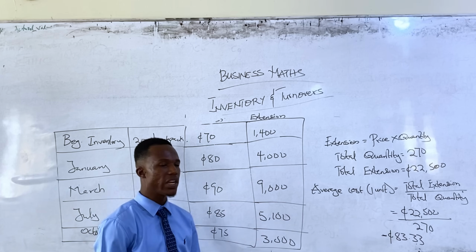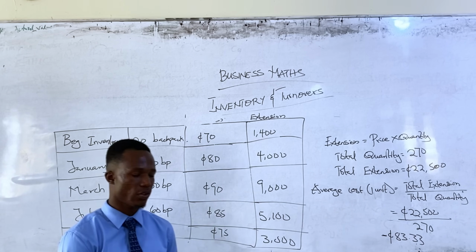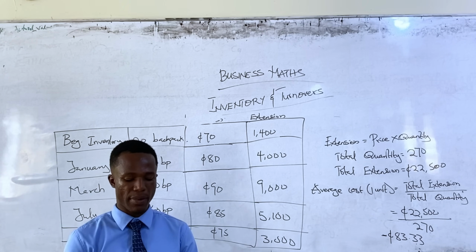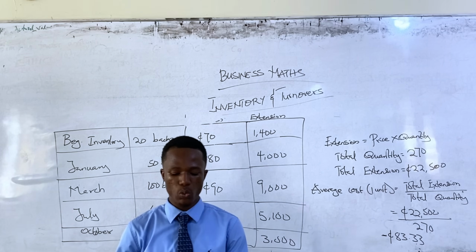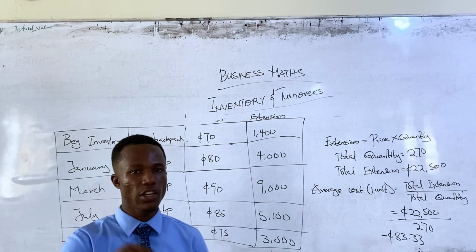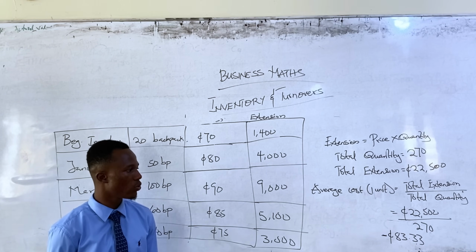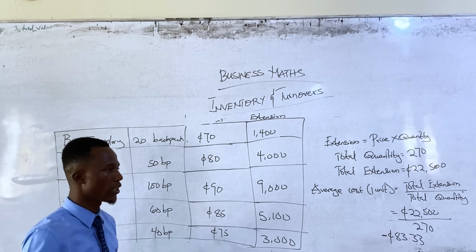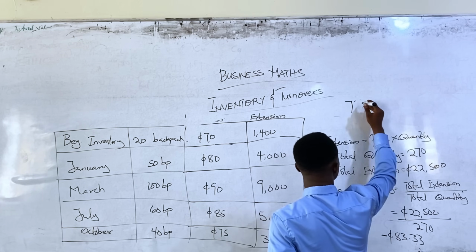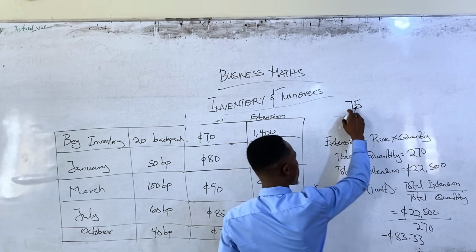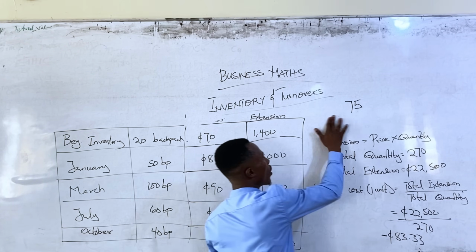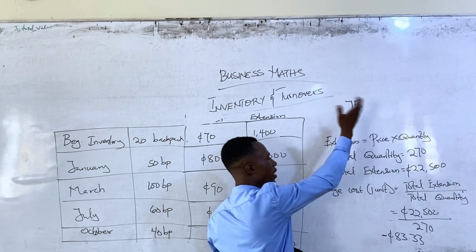Now let's read the question and look at what is expected of us. The question says, at the end of the year, there were 75 backpacks in inventory. Use the weighted average method to find the inventory value. So we have to find the value of inventory, the cost of the inventory. They said 75 backpacks left, so our inventory is 75. Don't forget I said inventory is the number of items left. And the number of items left is 75. But the question is asking us to calculate the monetary value of these 75 items.